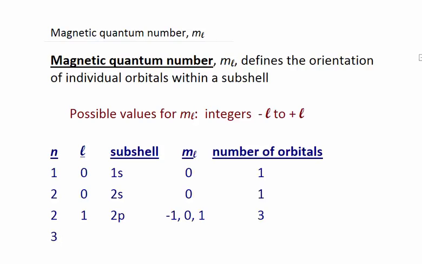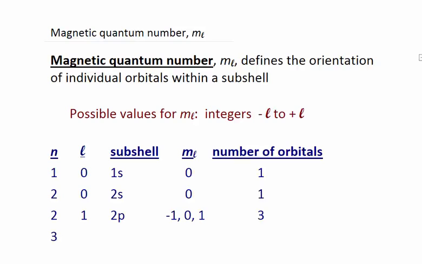Let me give you one more quantum number. It's called the magnetic quantum number. It is lowercase m subscript L. So m sub L. The magnetic quantum number defines the orientation of individual orbitals within a subshell. Orientation is the direction that something is sitting, which way it's pointed, essentially.